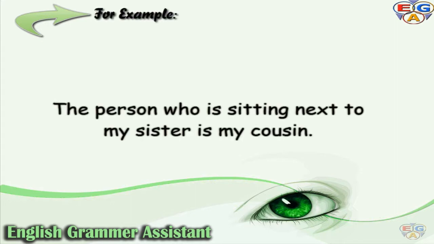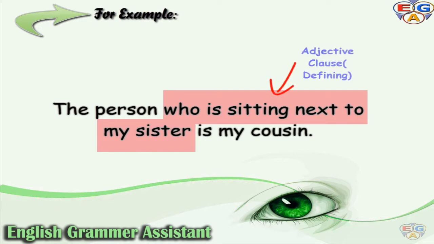For example, the person who is sitting next to my sister is my cousin. The clause who is sitting next to my sister is the adjective clause in this sentence, and it's connected to the main clause with the connector who. The adjective clause here is a relative defining clause, because it defines and determines which person the speaker means.